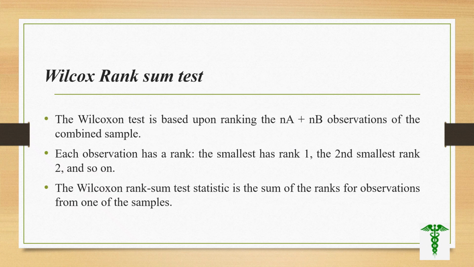Next term is the Wilcoxon rank sum test. Means we are ranking the observations of the combined sample, Na plus Nb. Whichever has the smallest value gets rank one, the second smallest gets rank two, and so on, because we are ranking and putting numbers or A or B for the observations. Such a sum test is known as the Wilcoxon rank sum test.